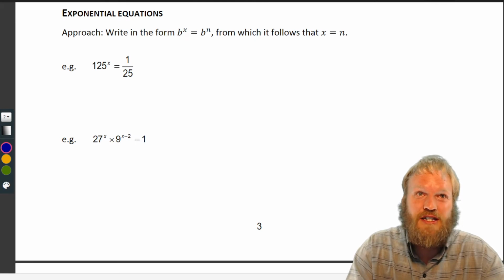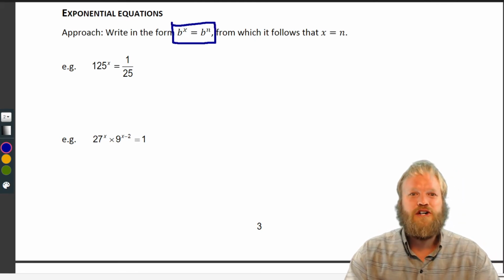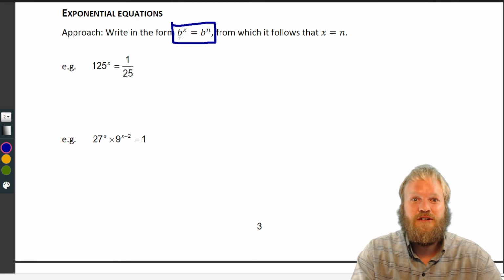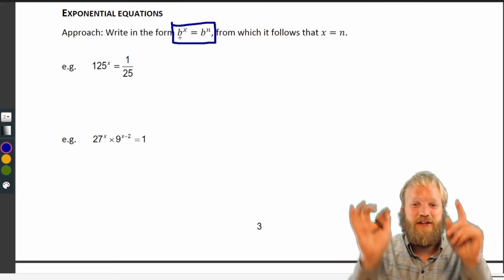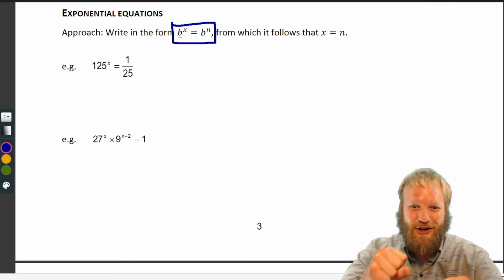So the key concept here is this bit. We want to work with our equation such that at the end we've got the same base on each side, just one base on each side, and then the exponents will be the same. So time to bum through. Come on, you ready? We're going to do this.